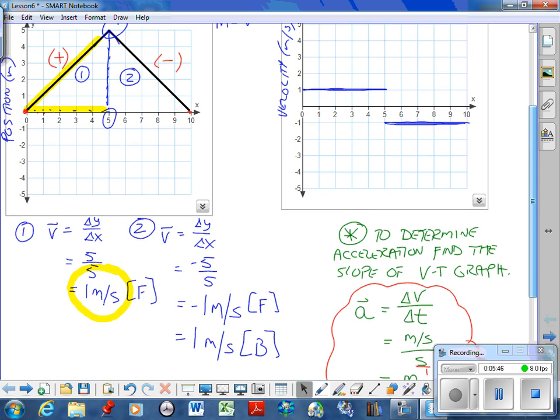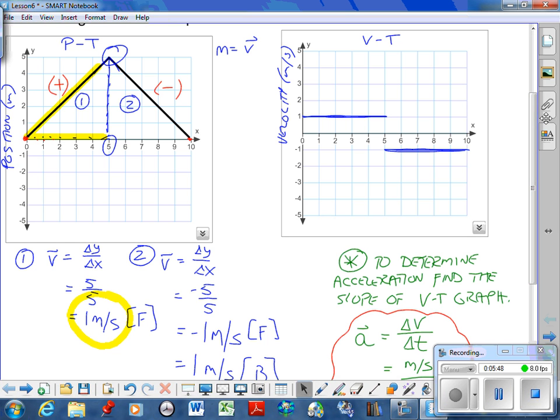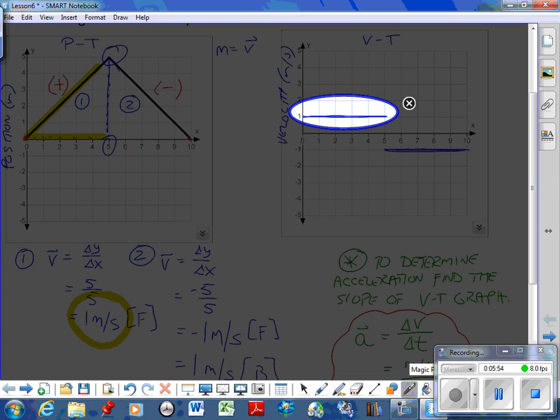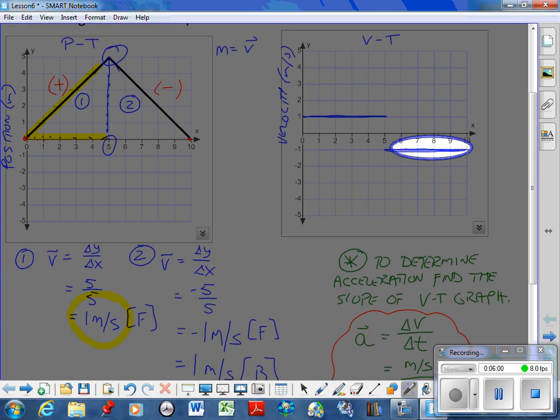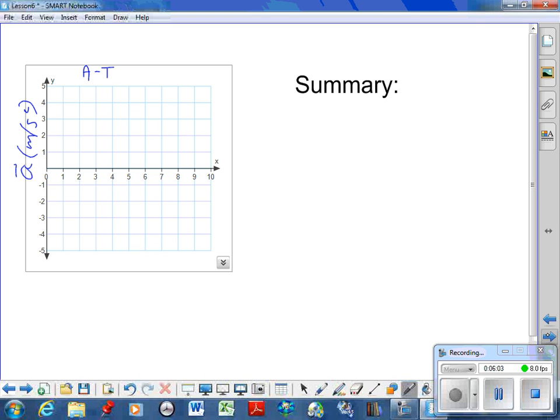Looking at my current VT graph, what is the slope of these two line segments? This one's a horizontal line. Hopefully from grade 9 you recall, horizontal lines have a slope of 0. So when I go to do my AT graph, I will have a line on the x-axis, and you can cheat above it just so you can see that line. There we go. There's my resulting AT graph.